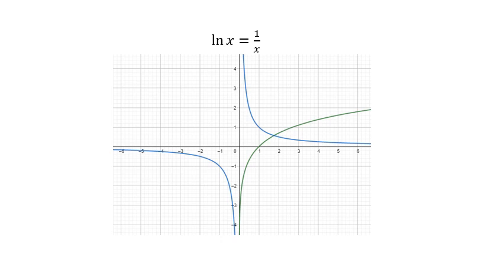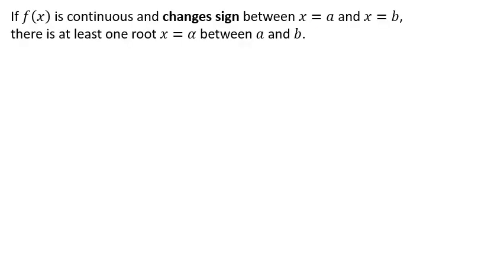And it's clear that because 1 over x is always decreasing to the right of the y-axis, and ln x is always increasing to the right of the y-axis, although they will cross once, they will never cross again. So there is a solution to it, and it's somewhere a bit less than 2 from the look of this graph, but that's the only solution.